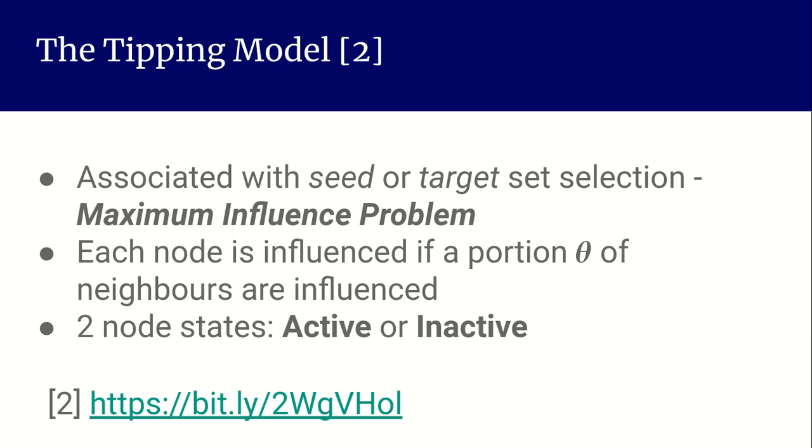In the tipping model, there are 2 different states, an active state and an inactive state. And each node transitions from an inactive to an active state if a portion theta of its incoming neighbors are active. For more details, check the link in this slide.